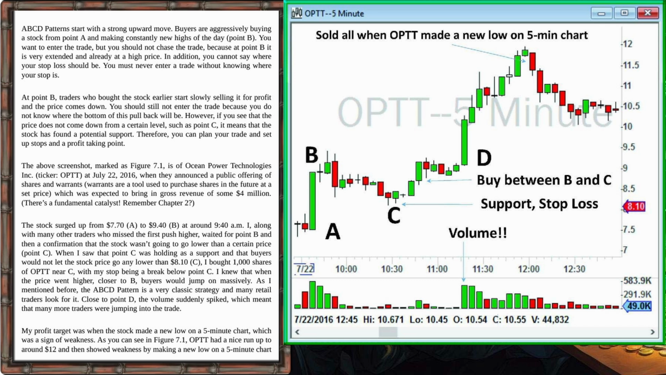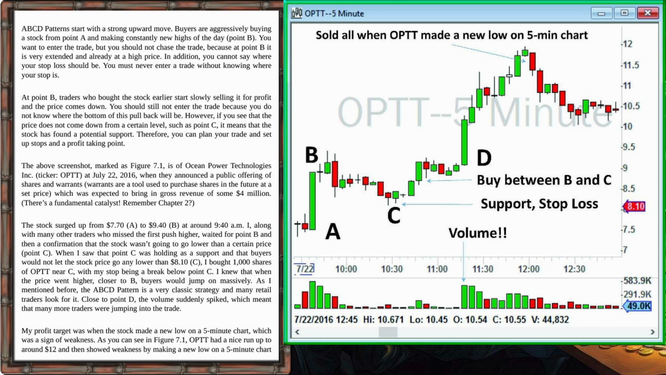At point B, traders who bought the stock earlier start slowly selling it for profit, and the price comes down. You should still not enter the trade, because you do not know where the bottom of this pullback will be. However, if you see that the price does not come down from a certain level, such as point C, it means that the stock has found a potential support. Therefore, you can plan your trade and set up stops and a profit-taking point.